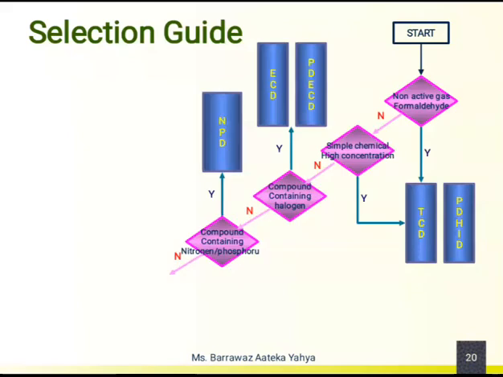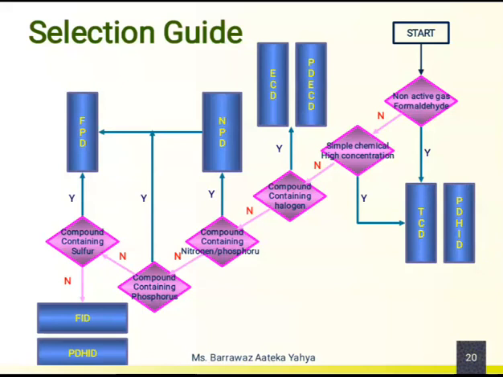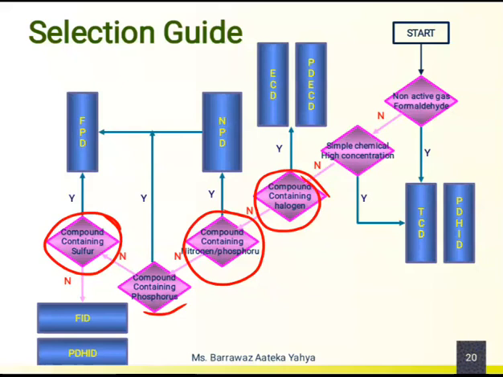Then we have a simple diagram which shows that if a sample eluting out from the column contains sulfur, then we should prefer FPD as the detector. FID is not preferred. If it contains phosphorus, then again it prefers either NPD or FPD detector. If the eluting substance has nitrogen and or phosphorus, then NPD detectors are preferred. If compounds with halogen are eluting from the column, then electron capture detectors are preferred. Similarly, we have different criteria for the selection of detector.